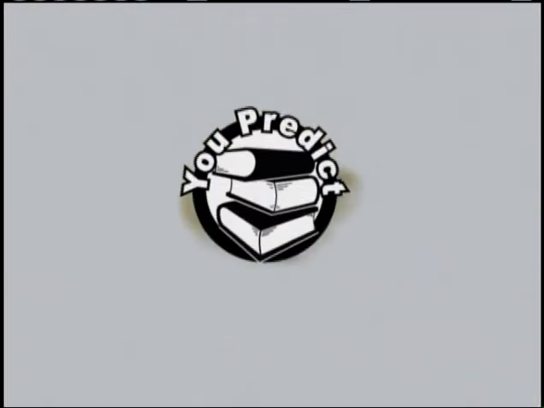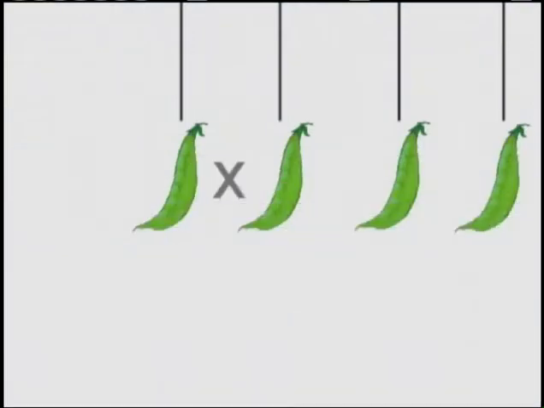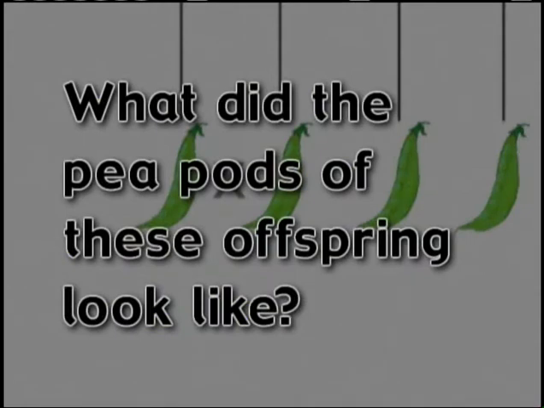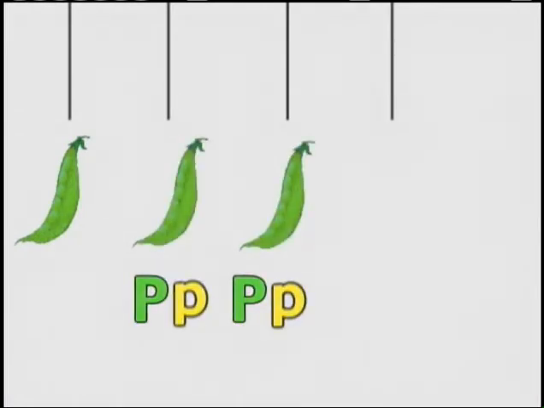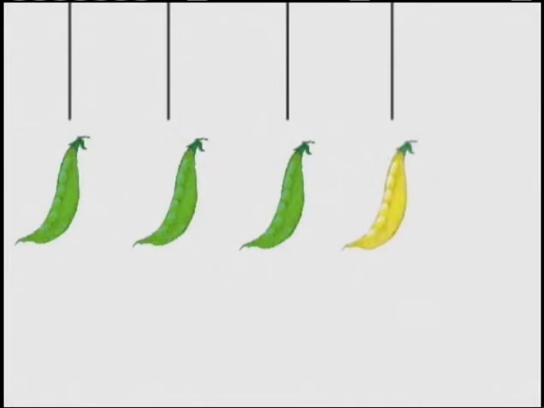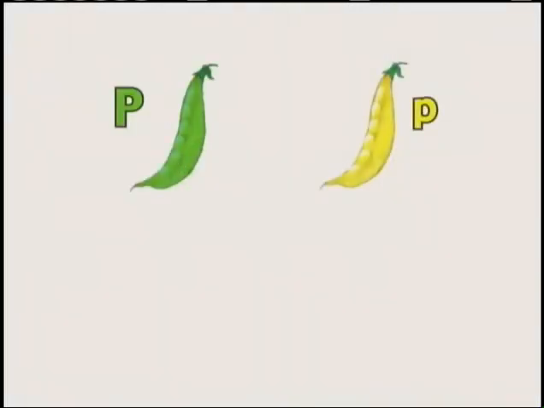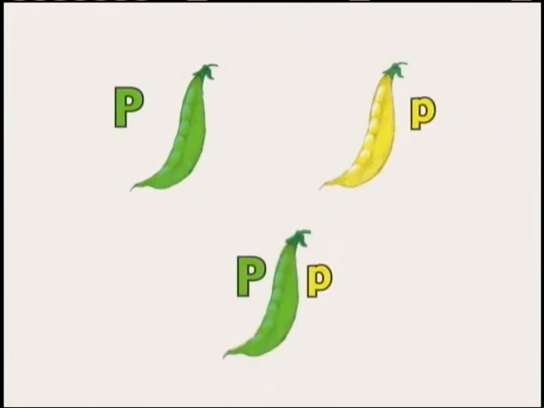You predict. What did the pea pods of these offspring look like? About 25% of the offspring were homozygous dominant, having green pea pods. About 50% were heterozygous with green pea pods, and about 25% of the offspring were homozygous recessive and had yellow pea pods. In these crosses, you can see that each parent contributes one gene for the trait to each offspring.